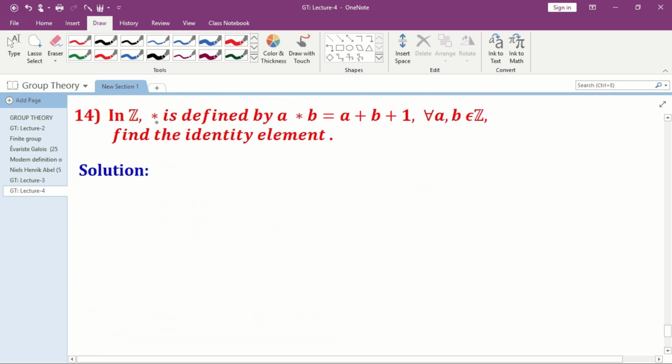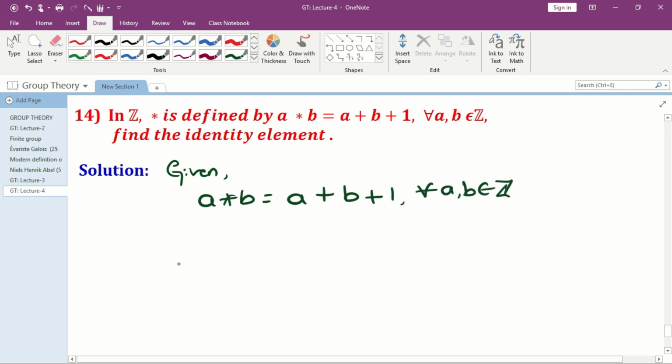In Z, star is defined by A star B is equal to A plus B plus 1 for all A, B belongs to Z. Find the identity element. So again we shall write what is given. A star B is equal to A plus B plus 1, and it is true for all A, B belongs to Z. Z is set of all integers. And what is to be found out? To find the identity element.